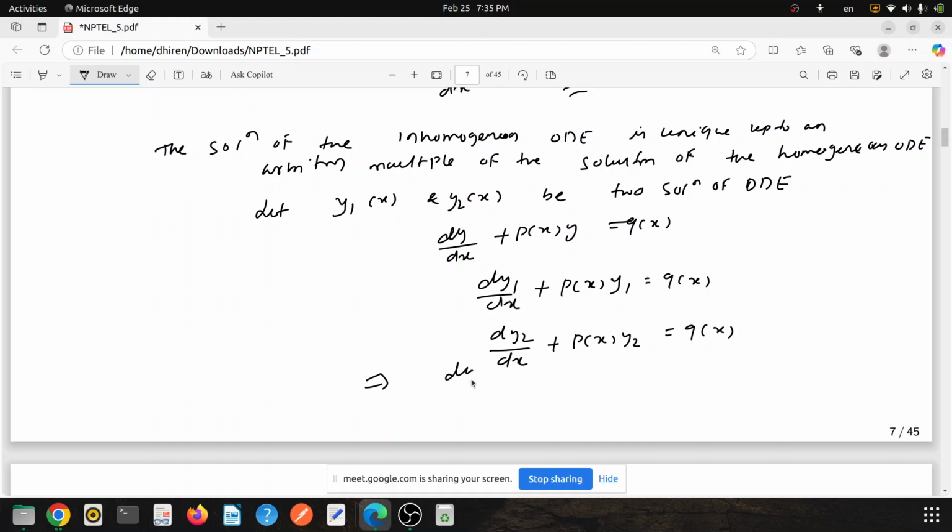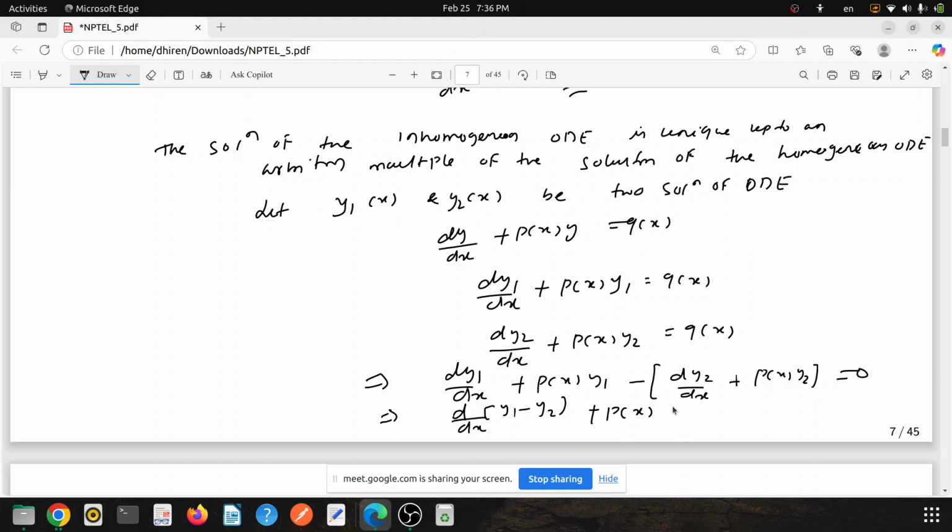So dy1/dx plus p(x) y1 minus dy2/dx plus p(x) y2 is equal to 0. So then it will be d/dx of (y1 minus y2) plus p(x) (y1 minus y2) is equal to 0. So you can see that if you substitute y1 minus y2 with some notation, let's say z, this is a homogeneous linear differential equation.